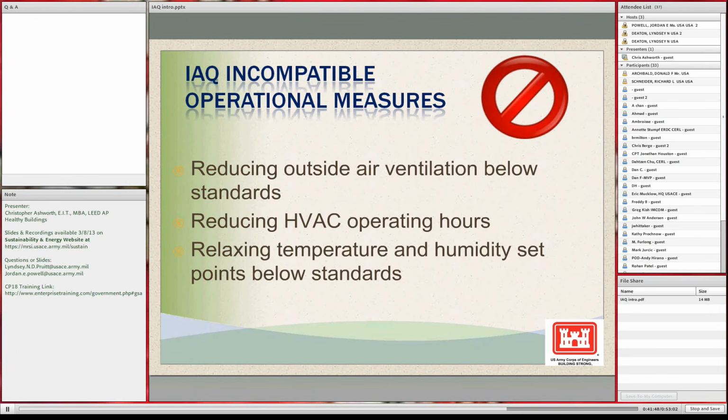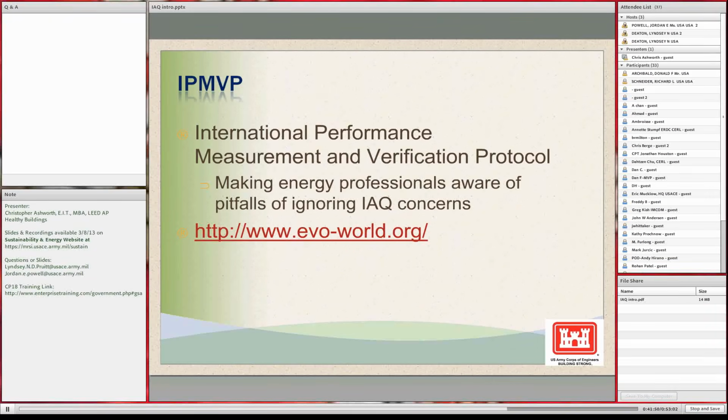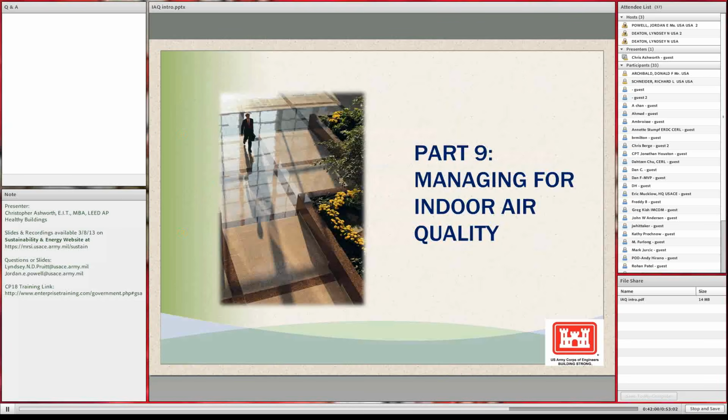Again, not wise, just because you can cause various other maintenance issues to not just the equipment, but also to the building itself. And here's actually a little link that you can go to that is designed to make energy professionals a little more aware of the pitfalls of ignoring indoor air quality concerns in a space.